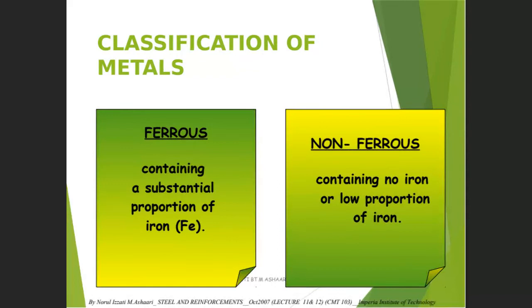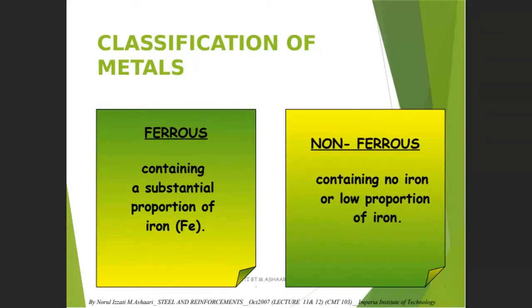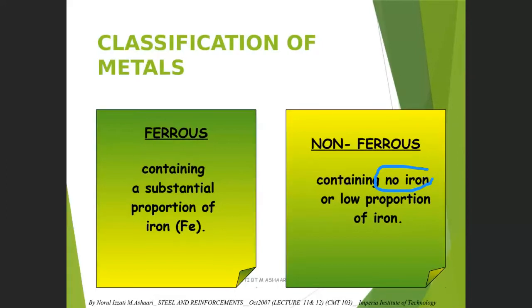This is what I did mention. Ferrous means containing a substantial, a big amount, a huge amount or proportion of iron. In chemistry, Fe refers to ferrum. Non-ferrous means containing no iron, or sometimes they have iron but a very low proportion compared to the ferrous. That's why we divide it into these two, because the reaction with the carbon and atmosphere will also be different if this is properly categorized.